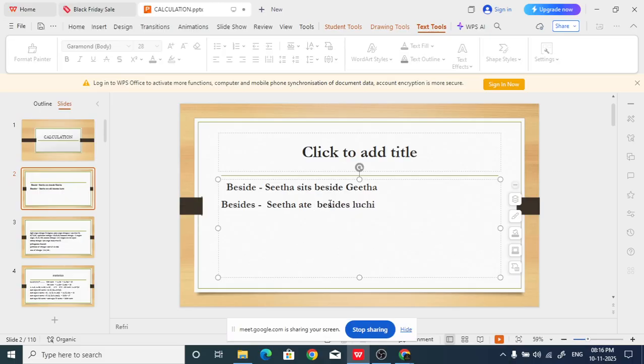Sita ate, what do we say? Sita ate dim sandesh. You know what is dim sandesh? No, sir. It is a sweet. Okay, you may not know this. Rasagulla. You know this? Rasagulla? Yes, sir. Sita ate Rasagulla besides Luchi. It means that it is not by the side of, but in addition to. Sita ate Rasagulla in addition to Luchi. That is, Sita ate both Rasagulla and Luchi.